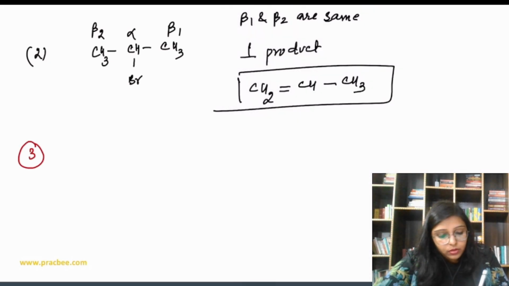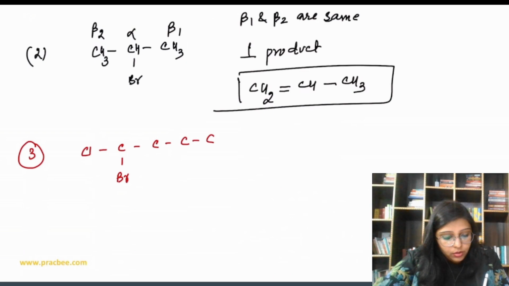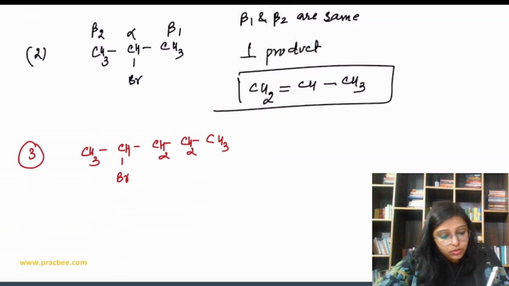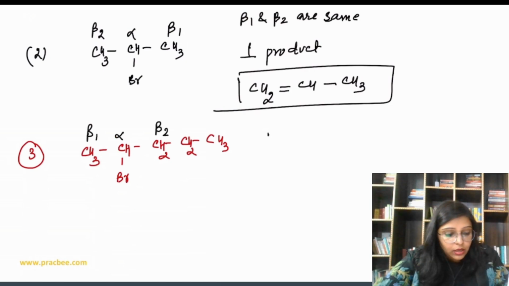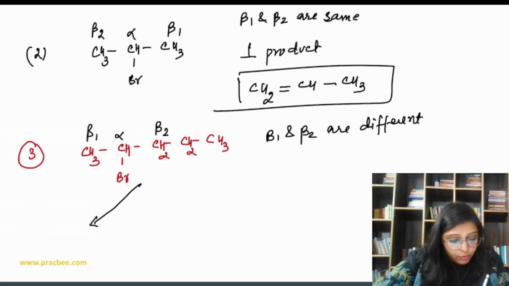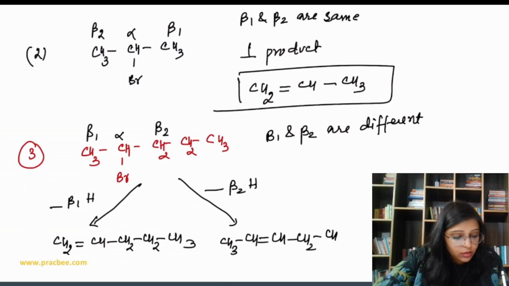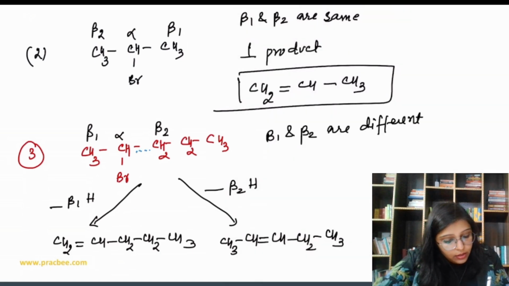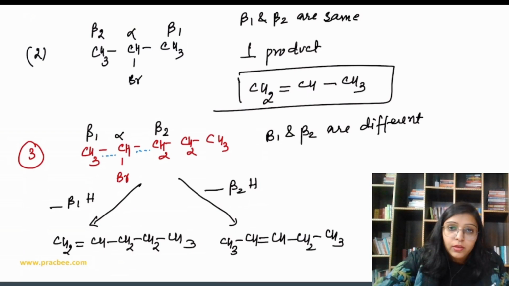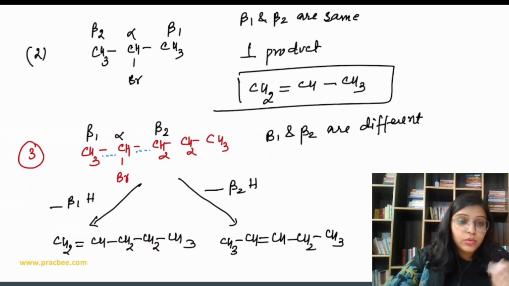Now check the third one. 2-bromopentane means 1, 2, 3, 4, 5. So 2-bromo. Now CH3, CH, CH2, CH2, CH3. Okay, now we have 2 beta hydrogens. This is beta 1, this is alpha carbon, and this is beta 2 carbon. Now beta 1 and beta 2 are different, so we get 2 alkenes. If you remove beta 1 hydrogen, we get CH2=CH, CH2, CH2, CH3. And if you remove beta 2 hydrogen, you get CH3, CH=CH, CH2, CH3. Because dehydrohalogenation is the kind of elimination reaction known as beta elimination.